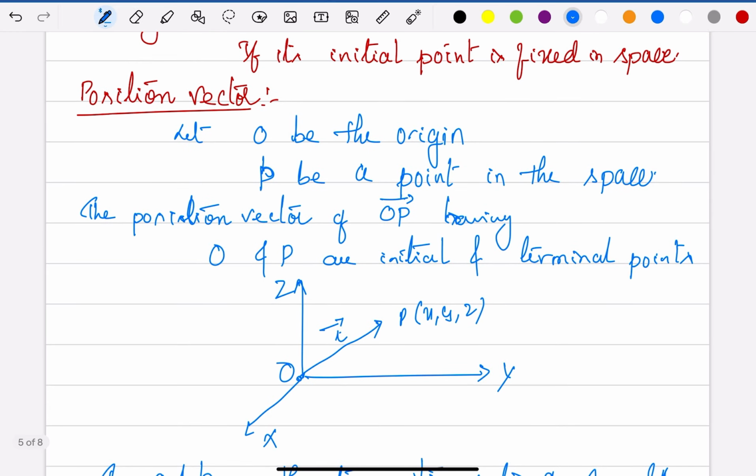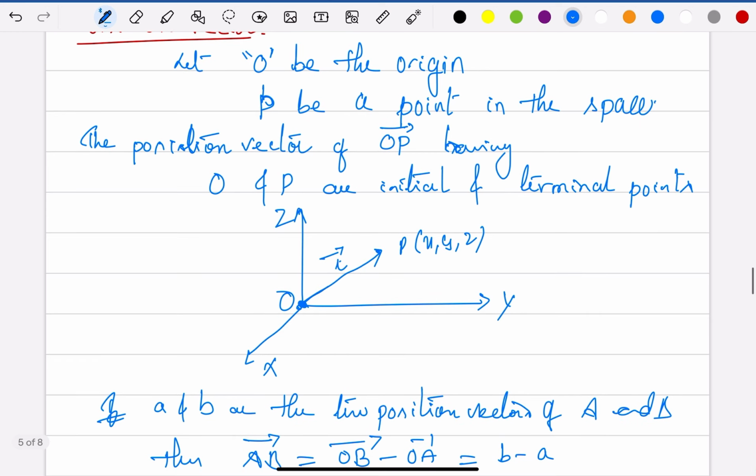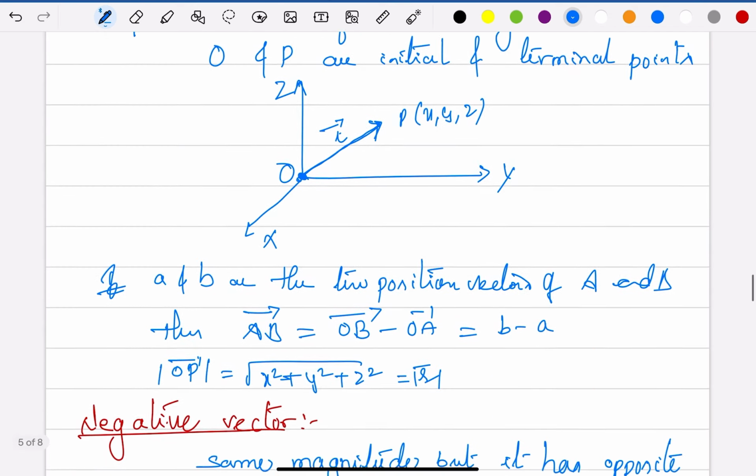Position vector. Let O be the origin of the vector and P be a point in space. The position vector is denoted by OP. O is the initial point and P is the terminal point. So OP vector is equal to x i cap plus y j cap plus z k cap. i, j, k are the unit vectors. So this is the x i length, y j, z k length.